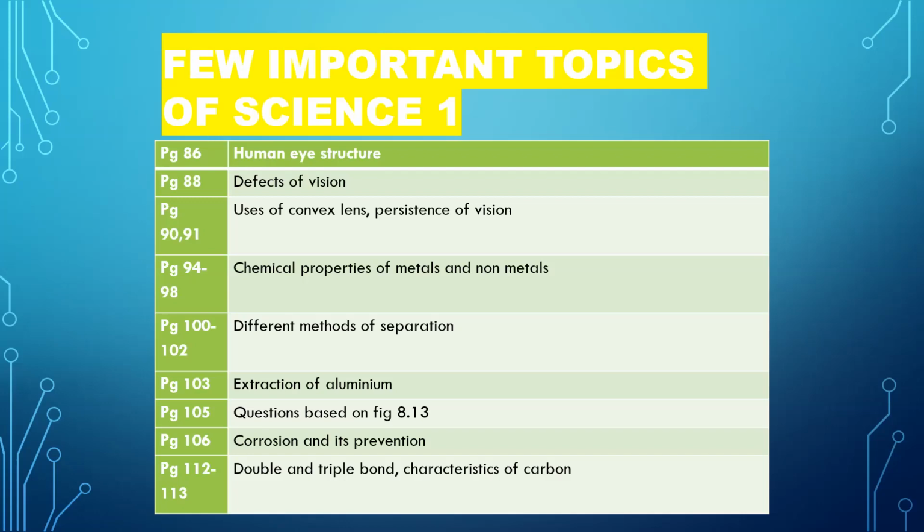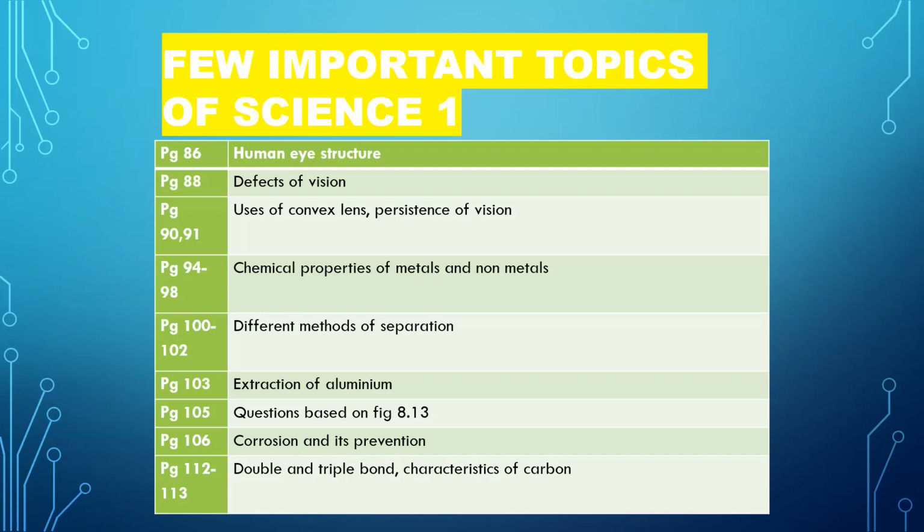Just understand the concept. Page numbers 94 to 98, chemical properties of metals and non-metals, that is very important. Physical properties, I guess, are eliminated this year, right? So chemical properties are very important. Don't learn physical properties. Page numbers 100 to 102, different methods of separation. Yeah, you have to understand it.